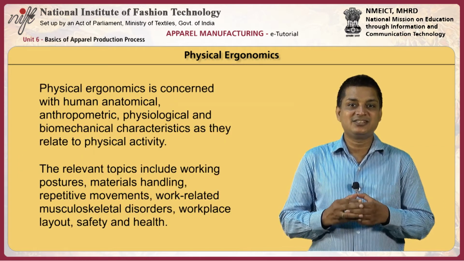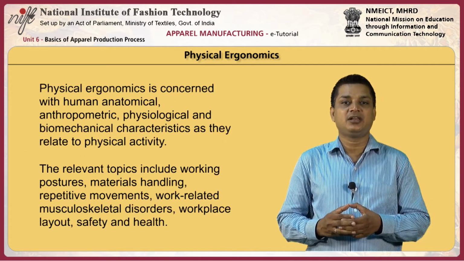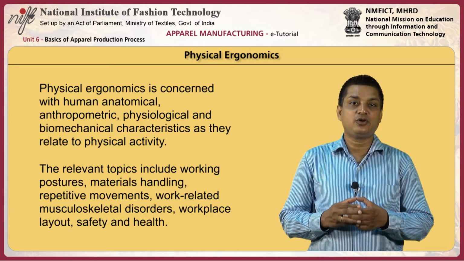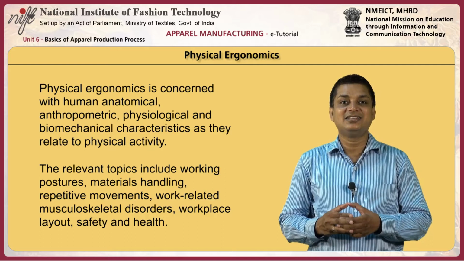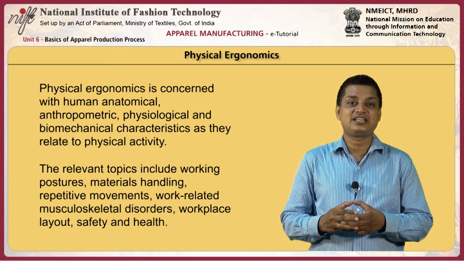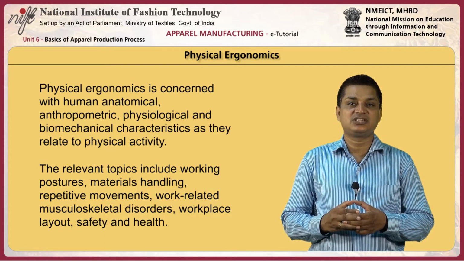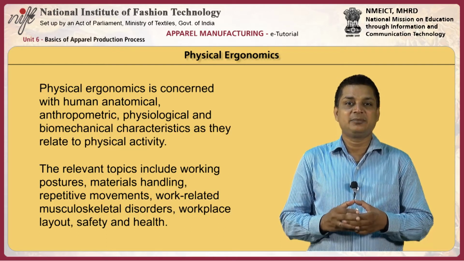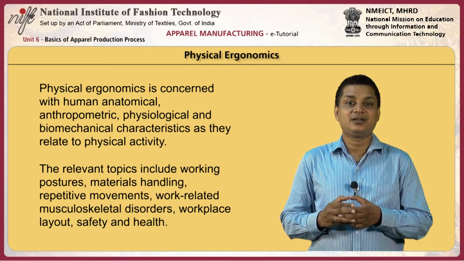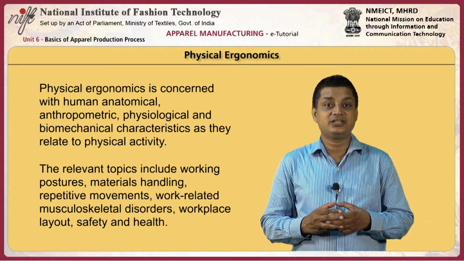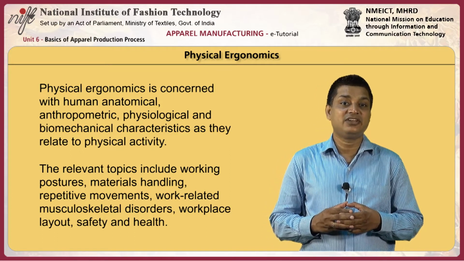Physical ergonomics is concerned with human anatomical, anthropometric, physiological and biomechanical characteristics as they relate to physical activity. The relevant topics include working postures, materials handling, repeated movement, work-related musculoskeletal disorders, workplace layout, safety and health.